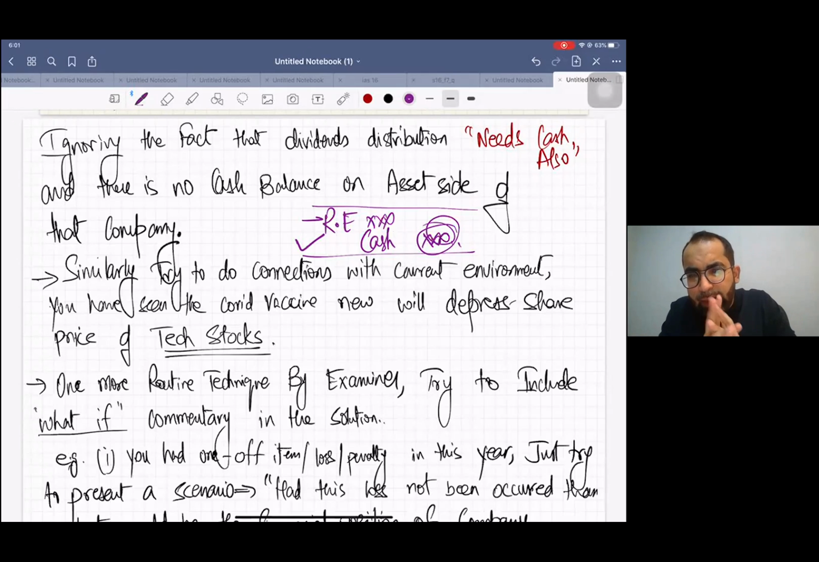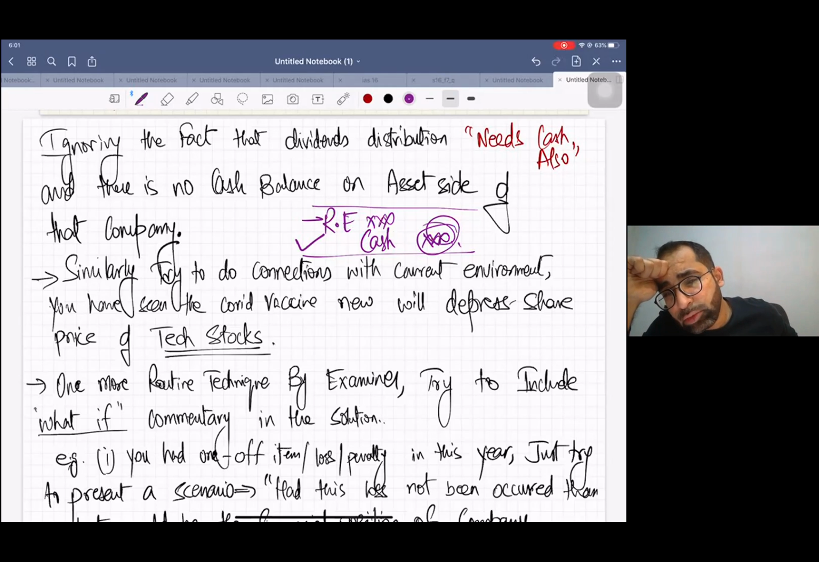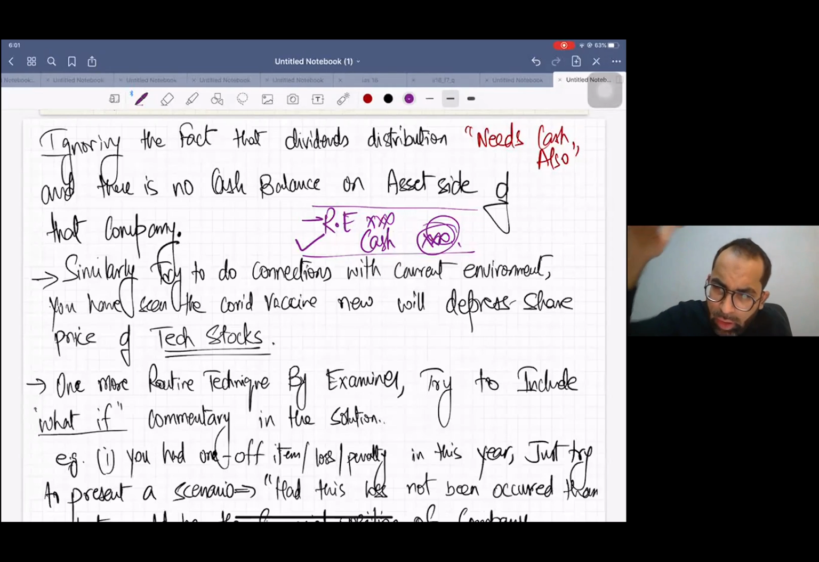The connections may come in your exams. Just like recently you have seen the news of vaccine. We all have heard that the vaccine is about to complete. So the day they announced the vaccine news, tech stocks went down, like Amazon and Zoom. Why? There is a connection. You must know the connection, because when vaccine comes, coronavirus will be cleaned out. There will be no more coronavirus, inshallah.